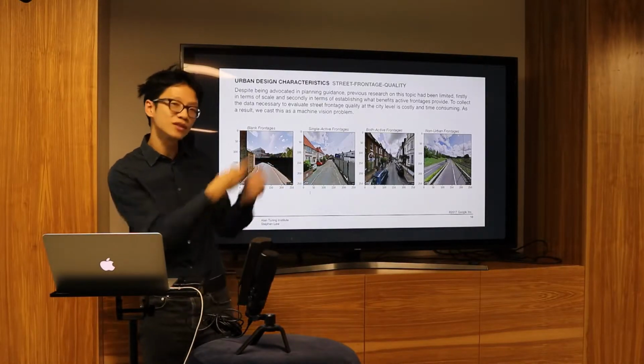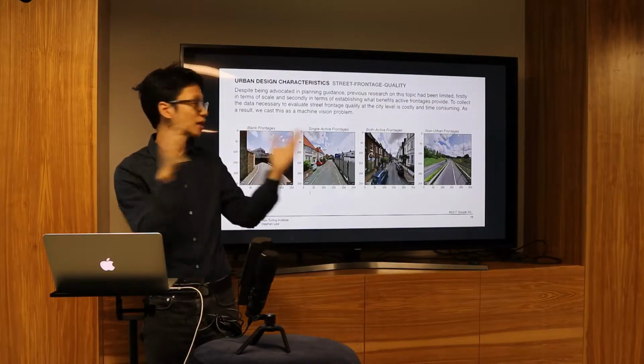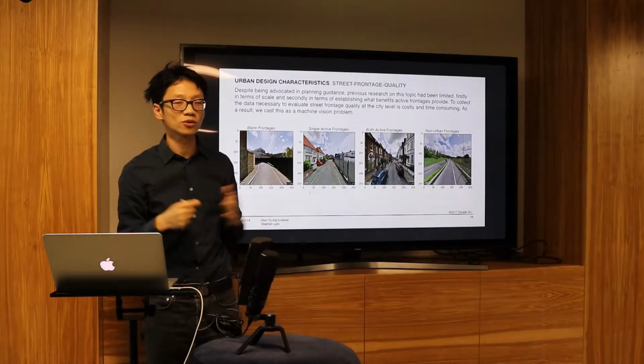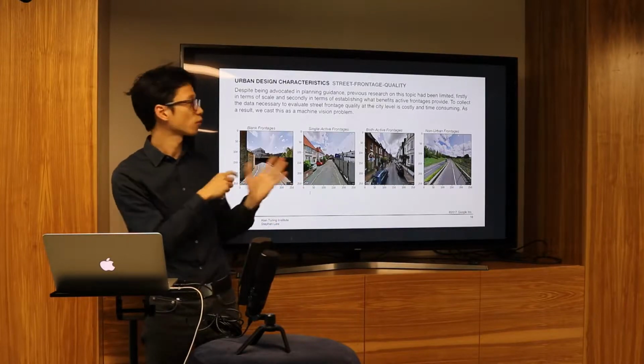The second one is one side active. The third one is both sides active, and the fourth one is non-urban. So it's a very simple classification problem of these four classes.